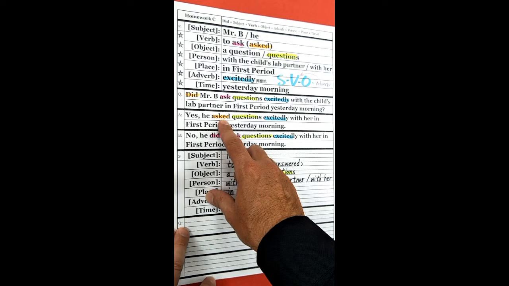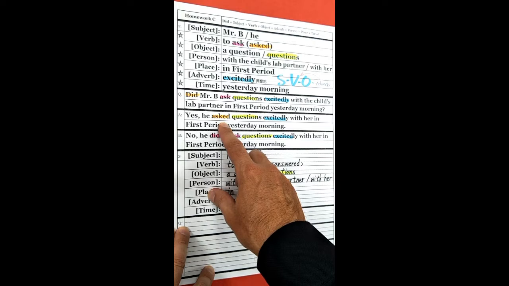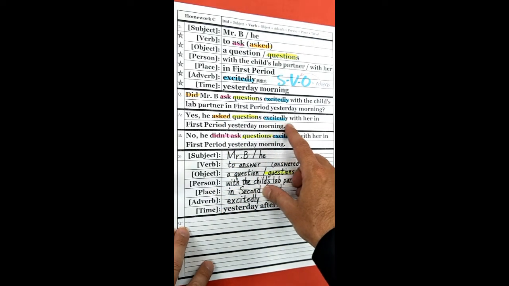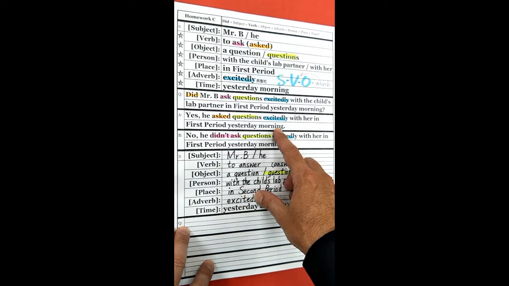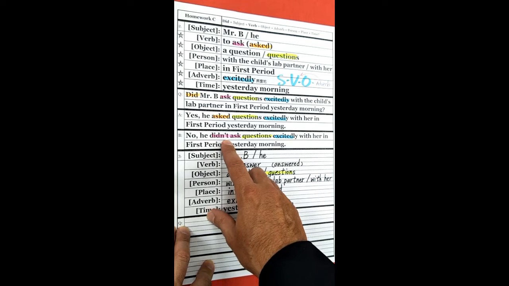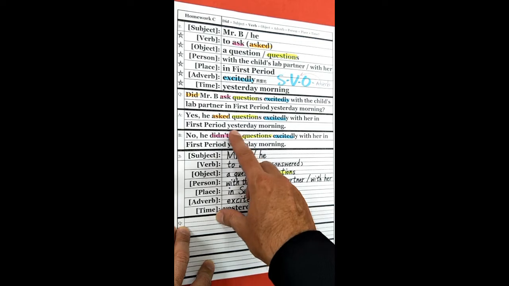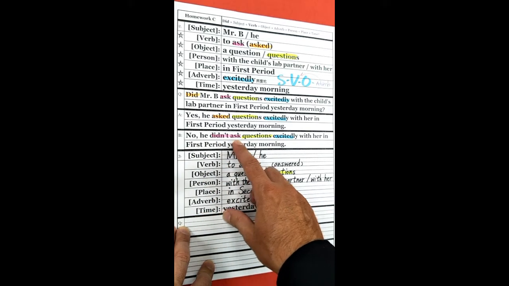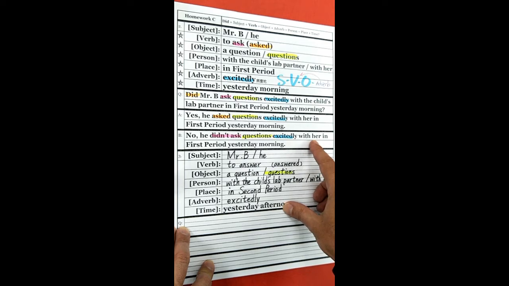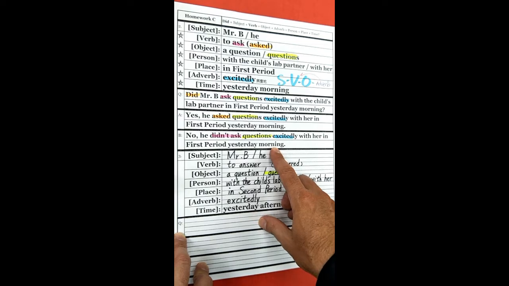Yes, he asked. This is the past tense. Yes, he asked questions excitedly with her in first period yesterday morning. No, he didn't ask. This didn't tells you past tense. We use this verb when we use didn't ask. No, he didn't ask questions excitedly with her in first period yesterday morning.